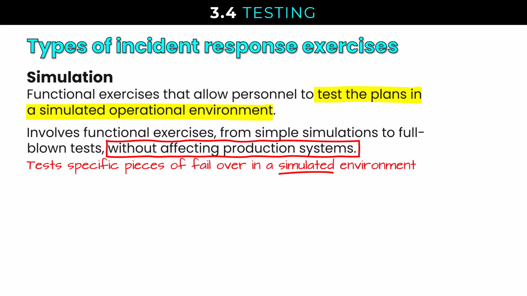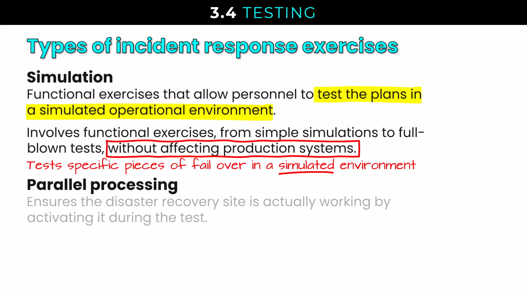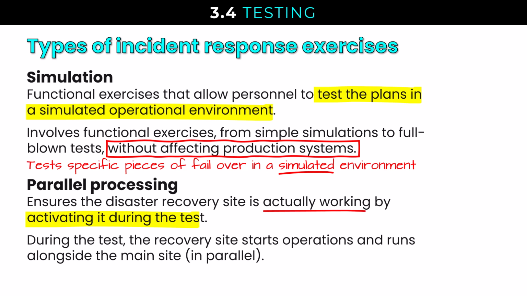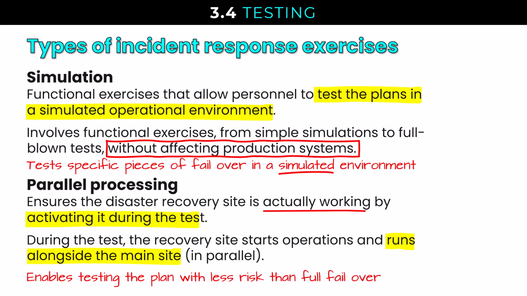Meaning doesn't touch production. And then we have parallel processing, which ensures the disaster recovery site is actually working by activating it during the test. So during the test, the recovery site starts operations and runs alongside the main site in parallel, which enables testing the plan in something that feels like a full test, but with less risk than a simple full failover.